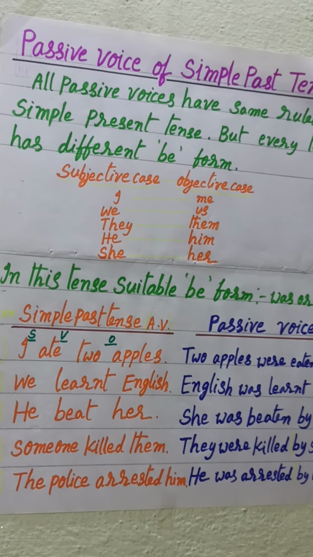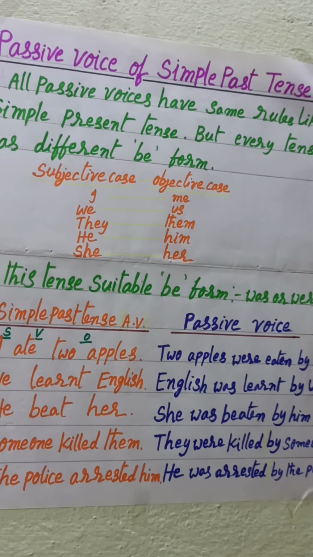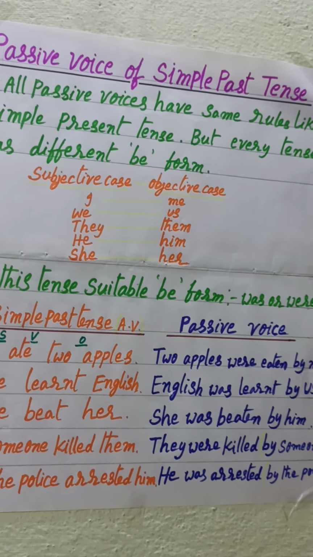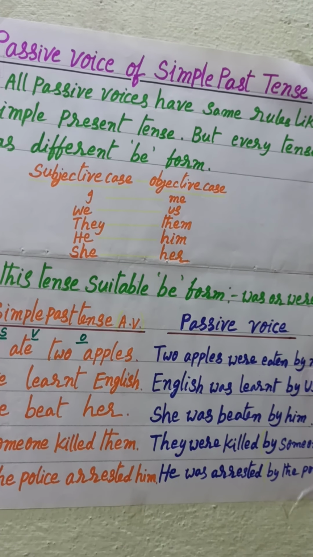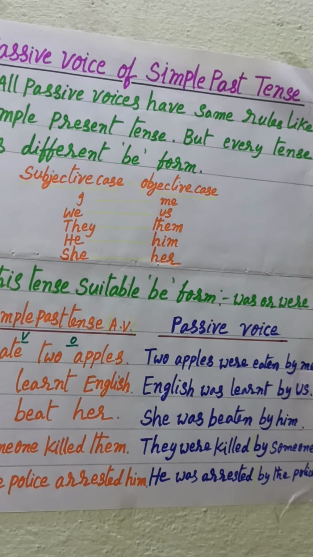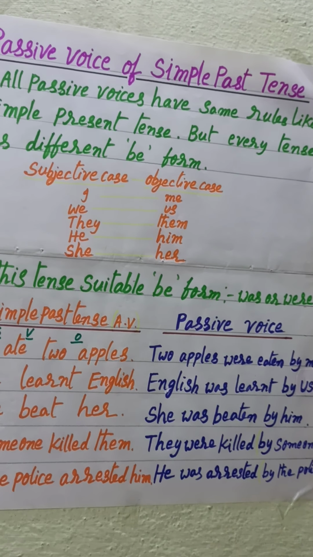The fifth sentence: the police didn't arrest. Arrest is V1. The police didn't arrest him. In the passive voice, he was not arrested by the police.